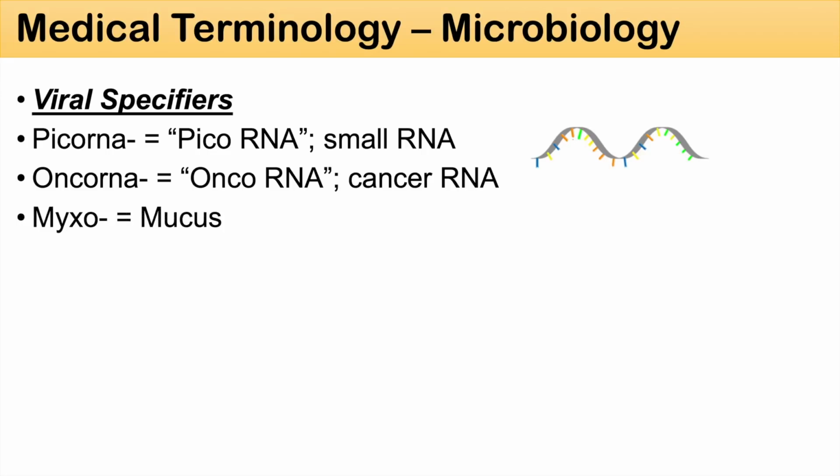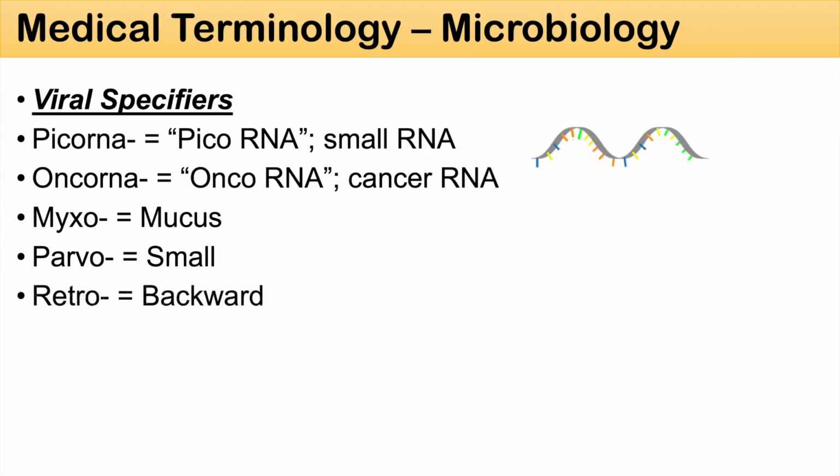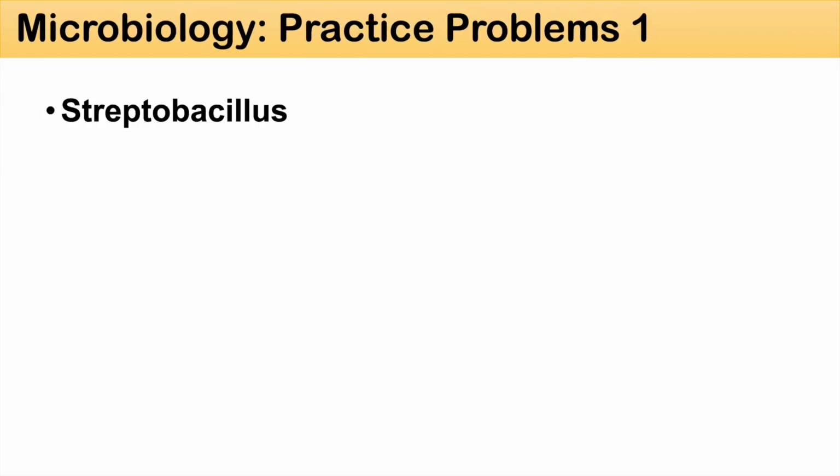Myxovirus, or something with regards to the prefix myxo, means mucus. Parvo, like parvovirus B19, parvo means small. And retro, the prefix retro means backward. So we can think of retroviruses. You can think of HIV. These are retroviral organisms.